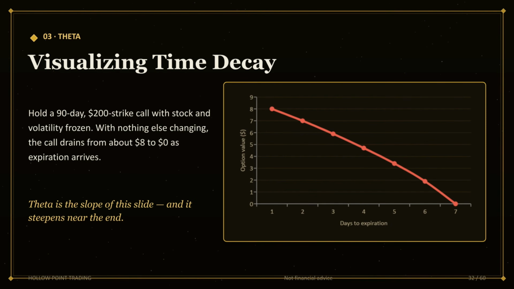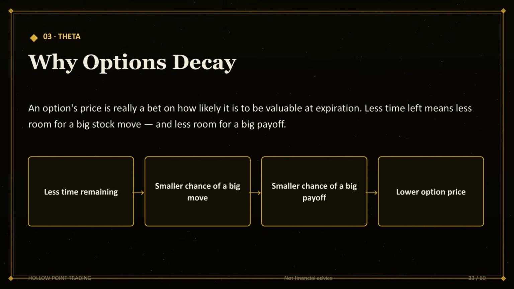To visualize time decay, imagine holding a 90-day, $200 strike call. If the stock and volatility are frozen, the call's value will gradually slide from $8 towards zero as expiration nears. Theta is the slope of this slide, which steepens as you get closer to expiration. Why do options decay? An option price is a bet on future value. As time passes, there is less opportunity for the stock to make a big move. With less time for a large payoff, the option's market price inevitably drops.